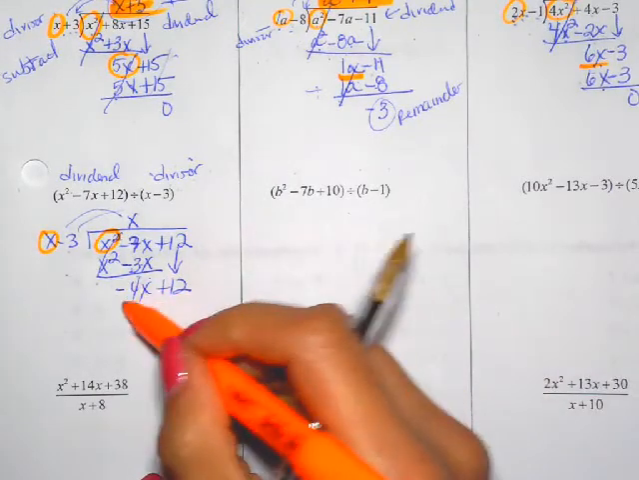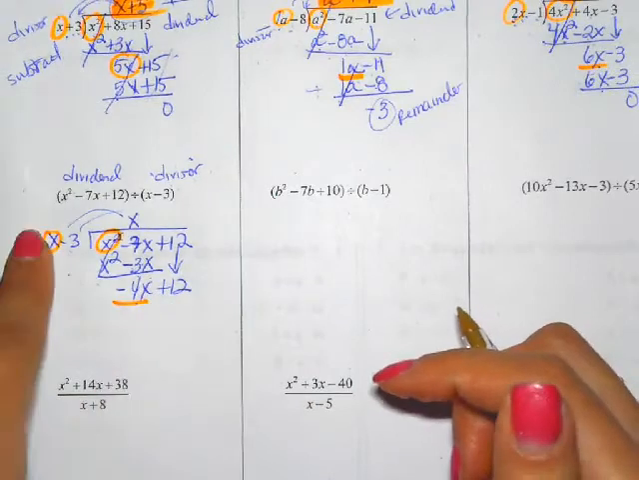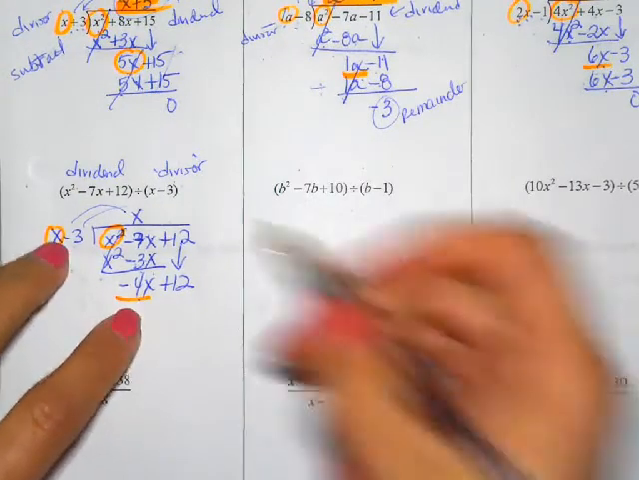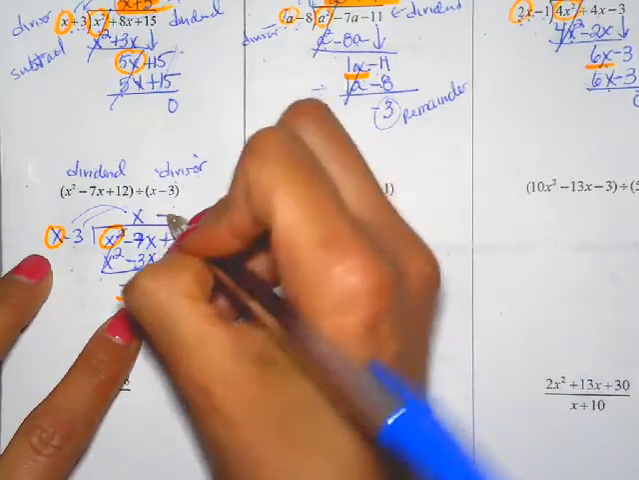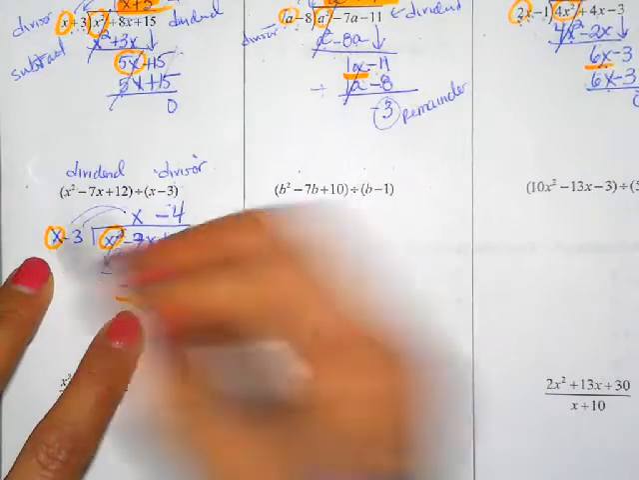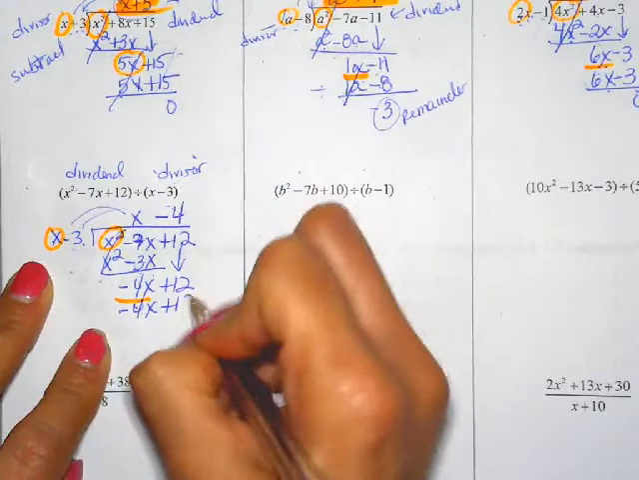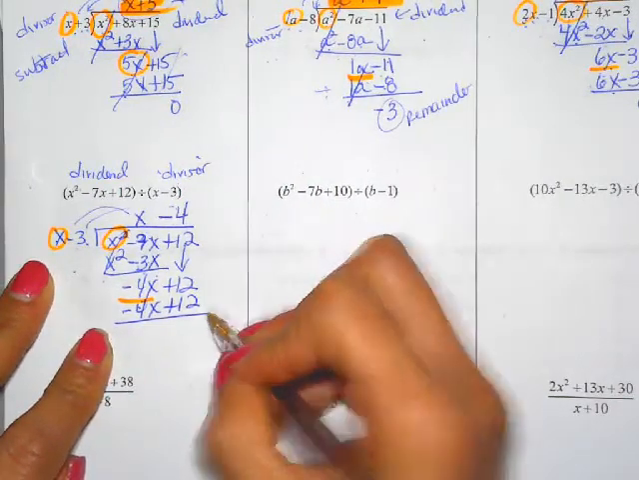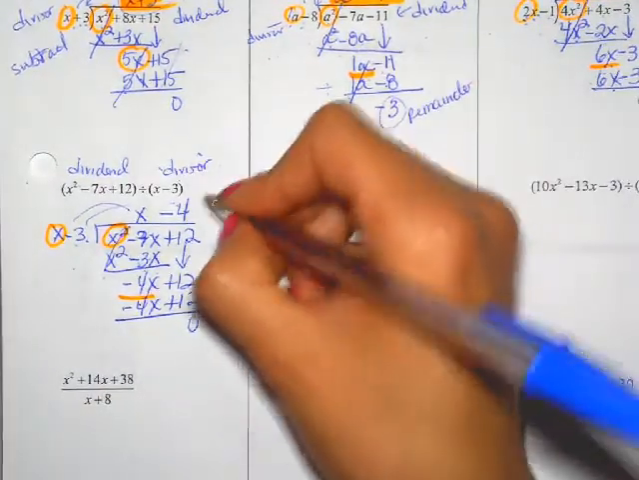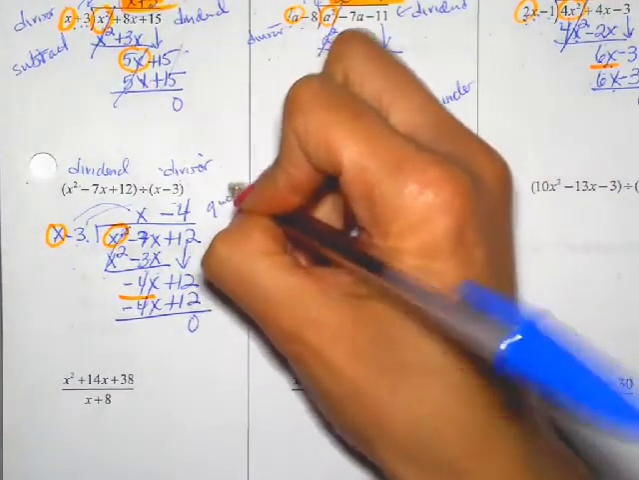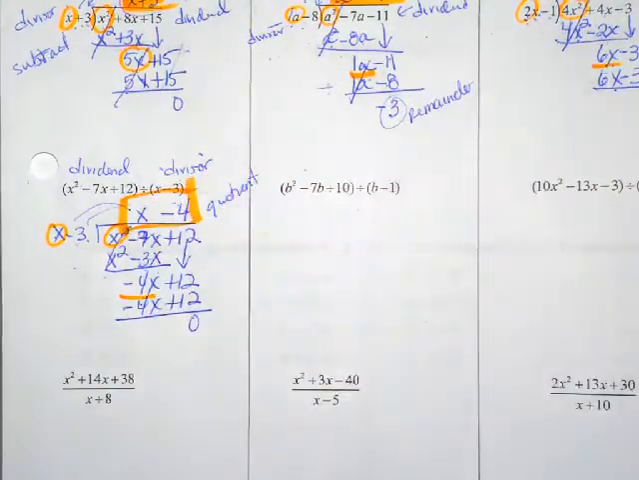Now again, we focus on the first term in our dividend, which is still this now, and then the divisor. So what do I multiply x times to get a negative 4x? Negative 4. Negative 4 times x, negative 4x. Negative 4 times negative 3, positive 12. They're exactly the same thing, so the difference is 0. My remainder is 0. My quotient, or my answer, after I divide them, is x minus 4.